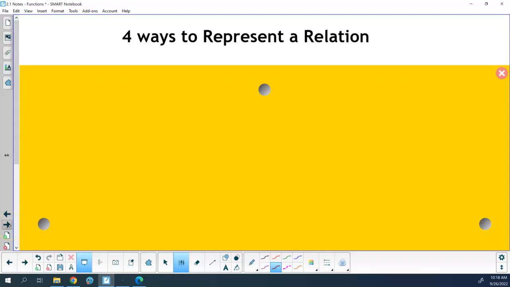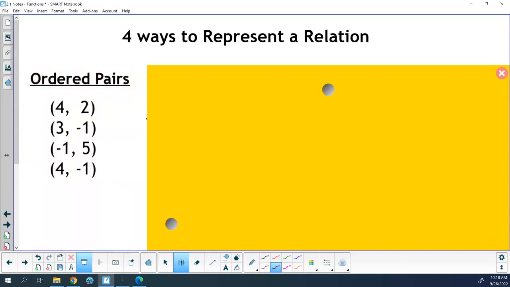There are 4 ways to represent a relation. Again, remember, a relation is a mapping or pairing of inputs to outputs. Okay? 4 different ways to represent said relation. So, the first way is you can just write it as ordered pairs, or this could also be in here an equation. So that can also be an equation as your first way of writing your relation.